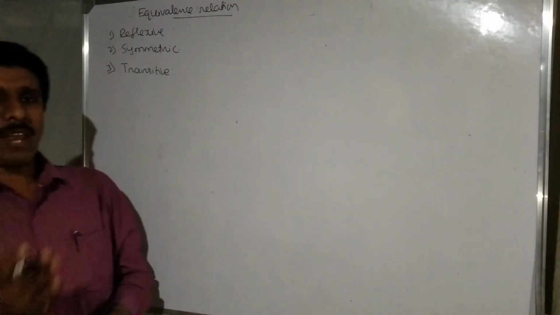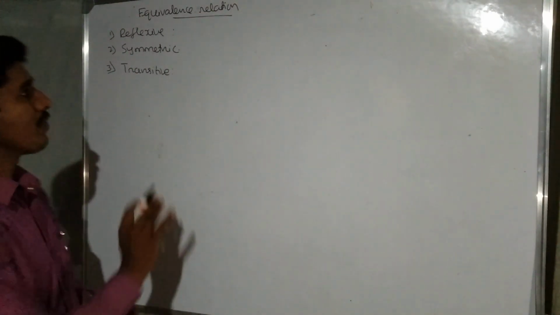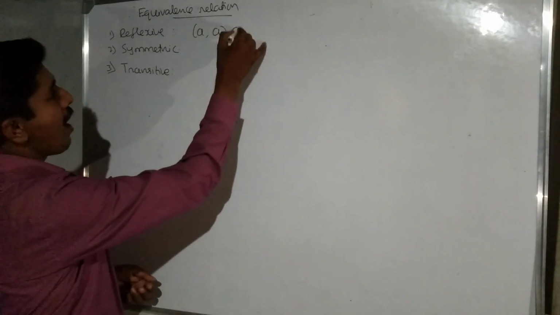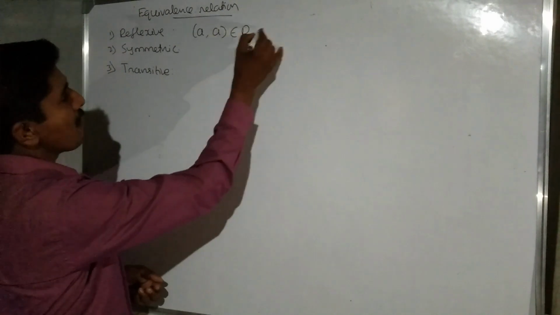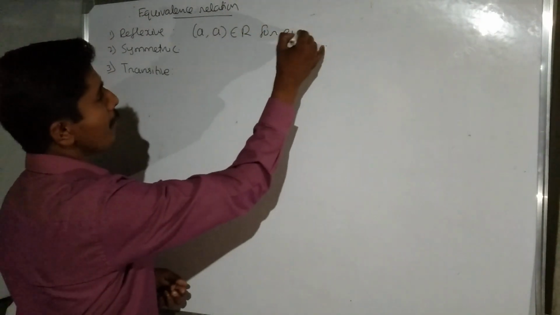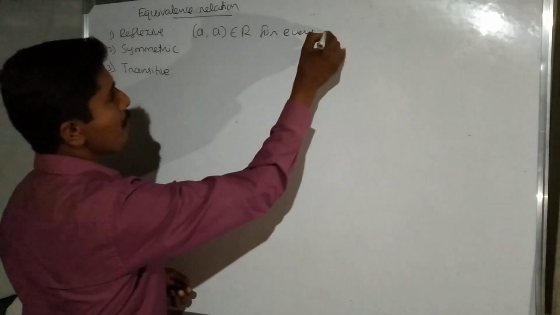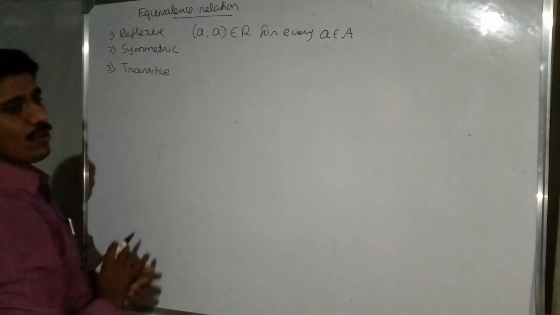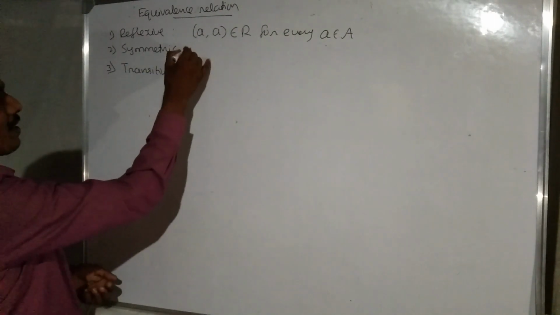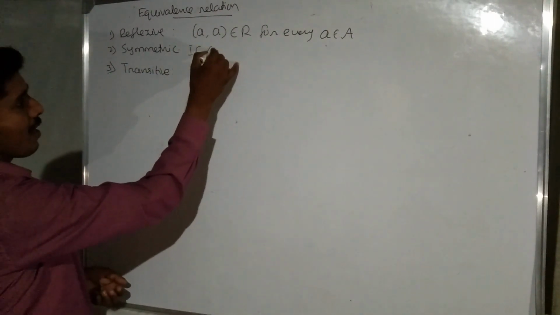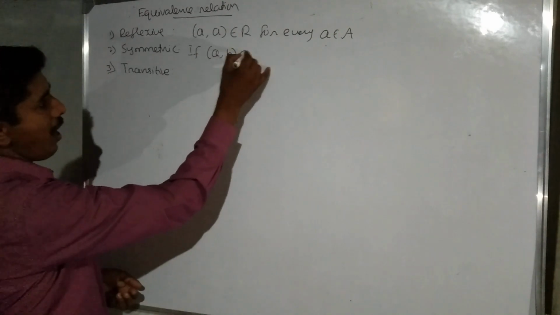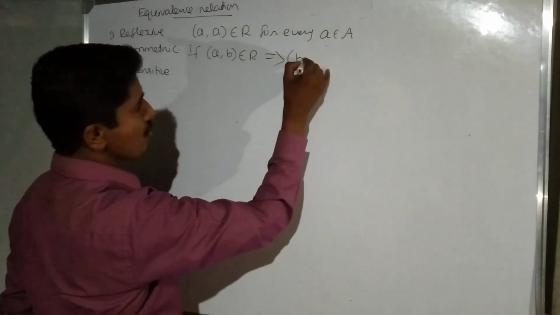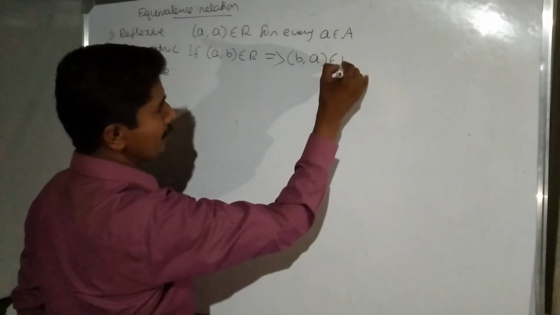Reflexive means every element of set related to itself. A comma A belongs to R. A related to A itself, for every A belongs to set A. For every element of the set A related to itself. Symmetric means if A comma B belongs to R implies that B comma A belongs to R.